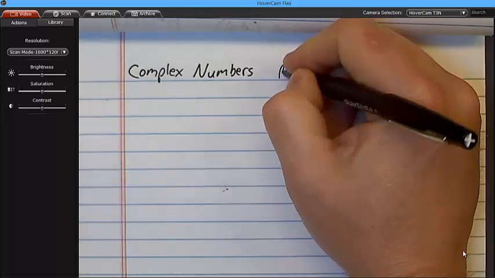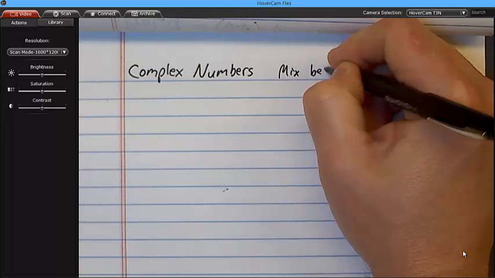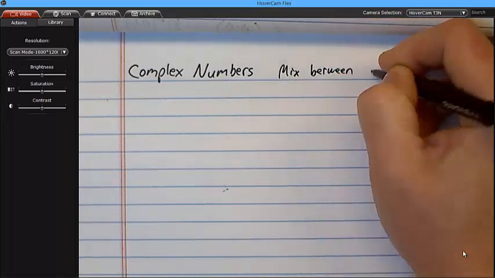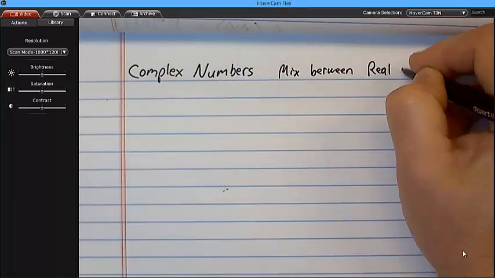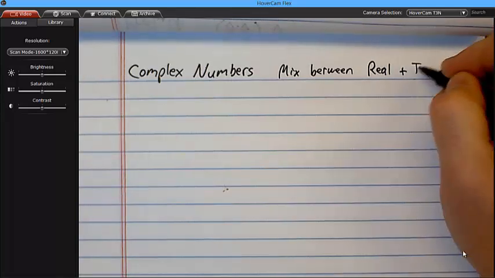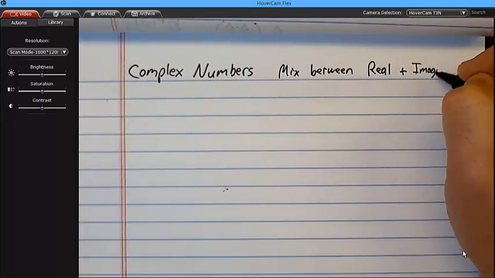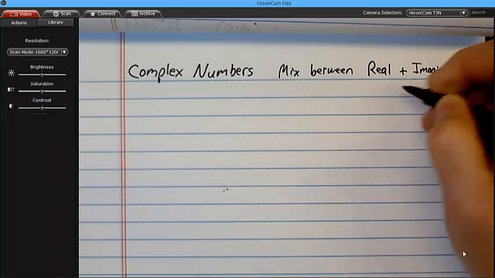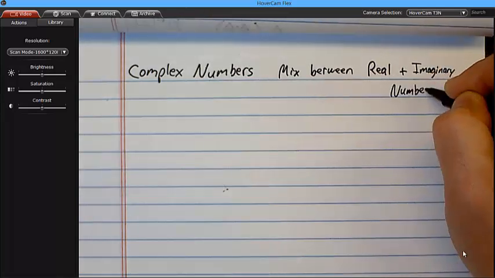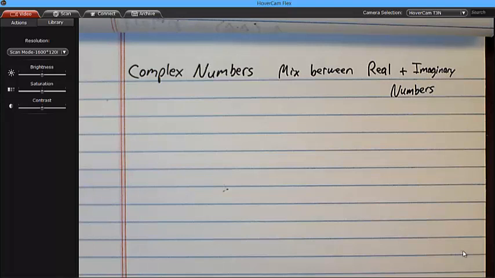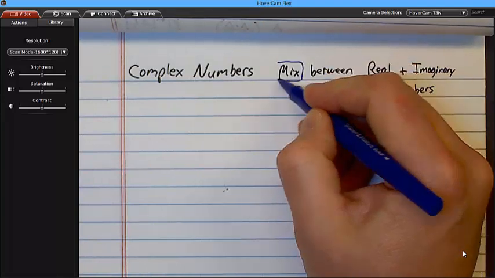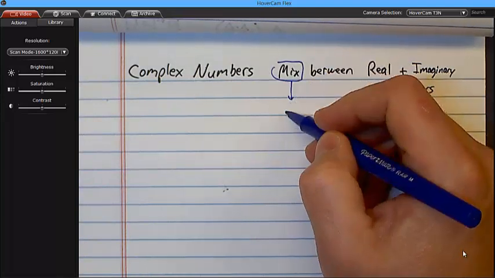A mix between real and the word we're going to use is imaginary numbers. That's right. And actually, when I say a mix, I can even do better than the word mix. What kind of mix? Well, it's going to be a sum.